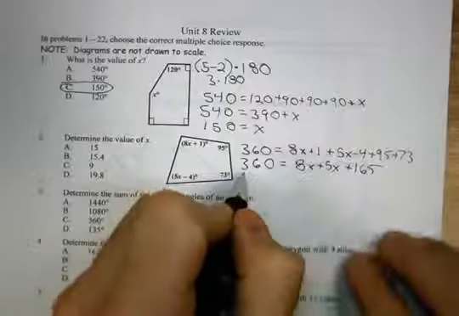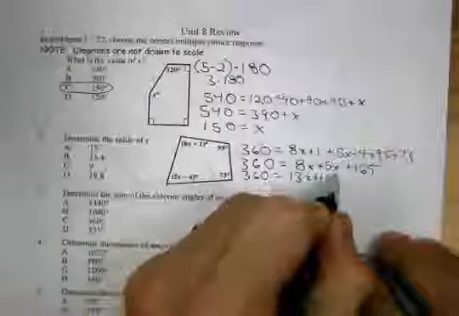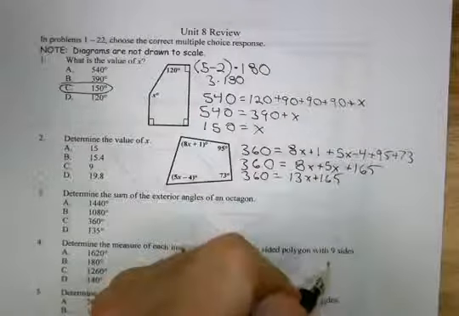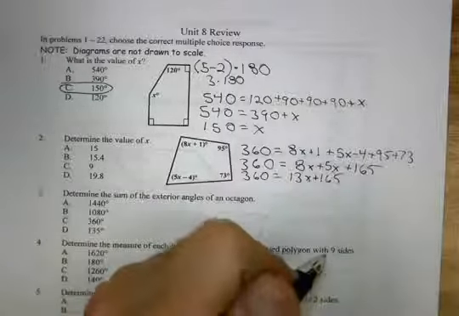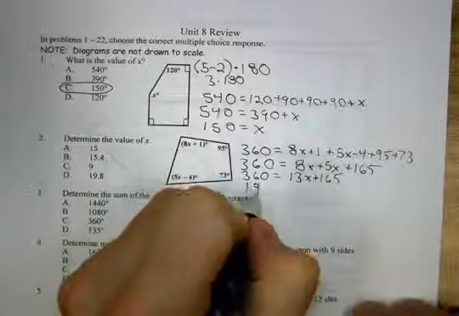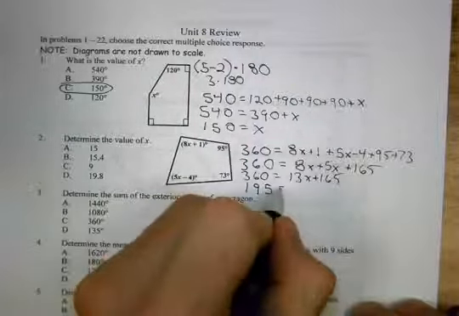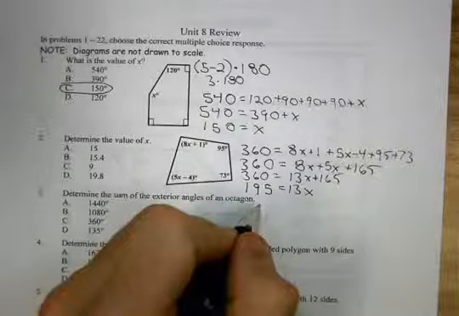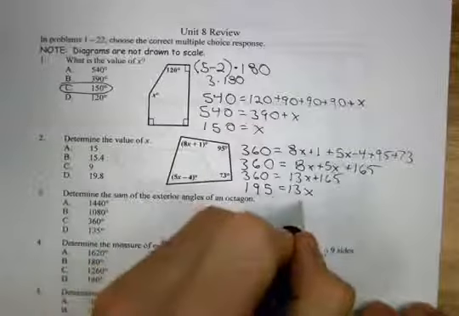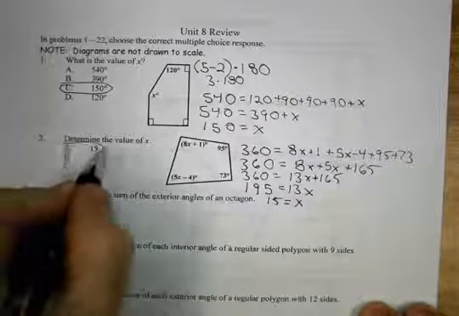I can combine my x terms. I have 360 equals 13x plus 165. I now subtract 165 from 360, so I'm subtracting over the 165. I get 195 equals 13x. I then divide 195 by 13, and I get 15. So x in this case would be 15, or A.